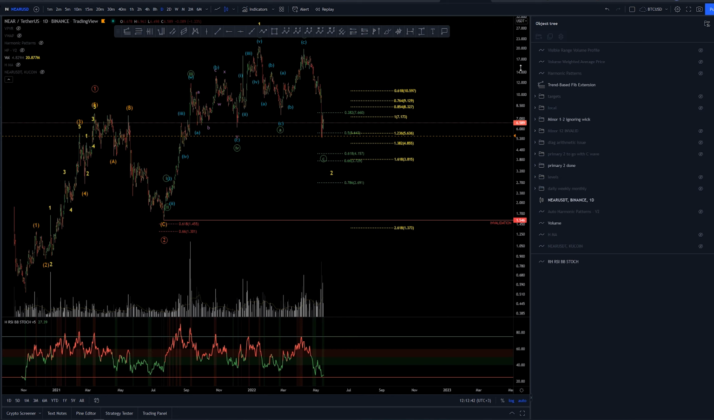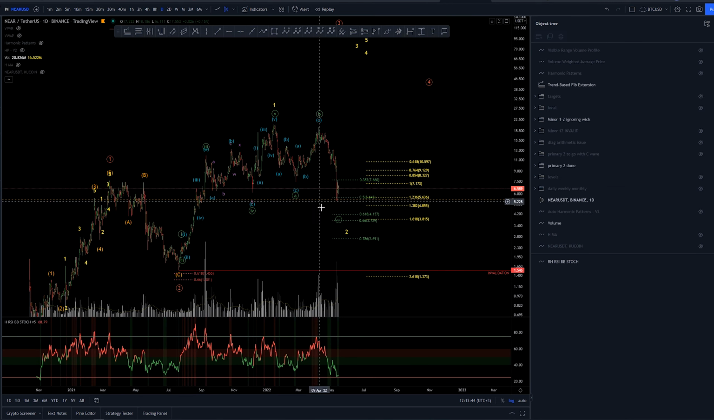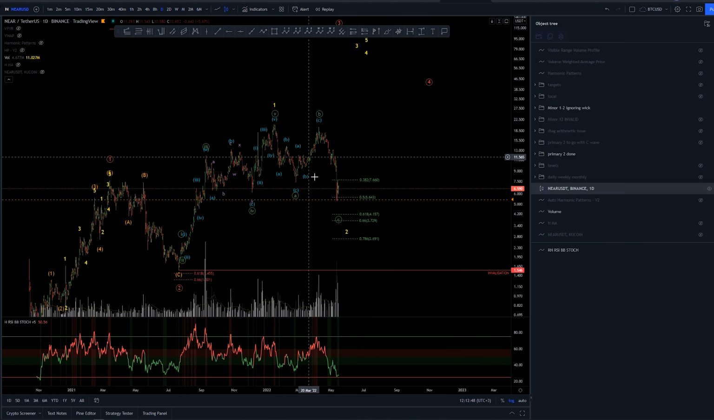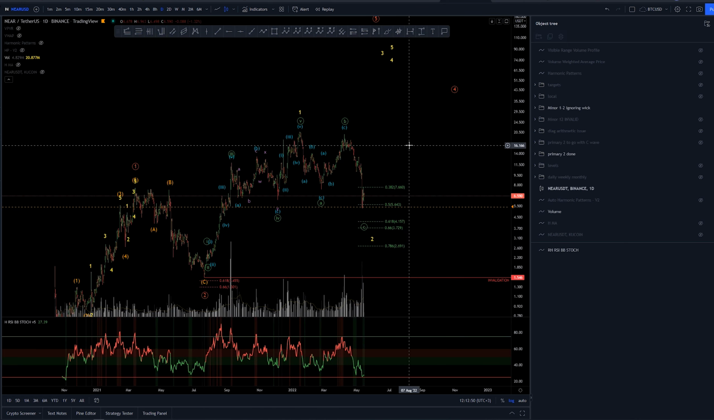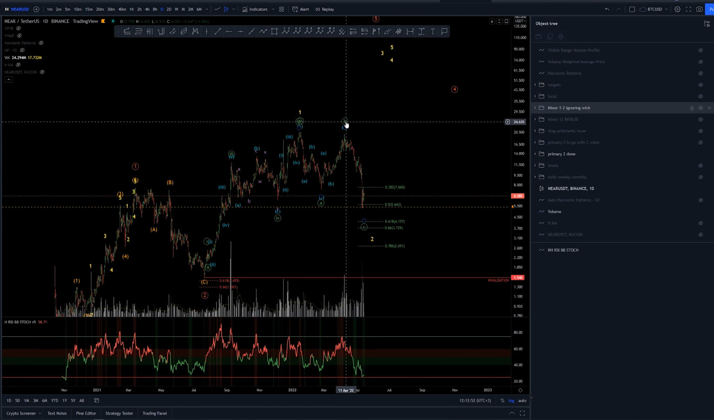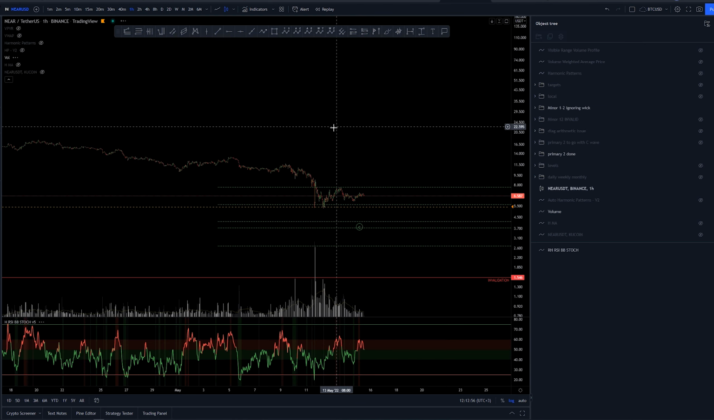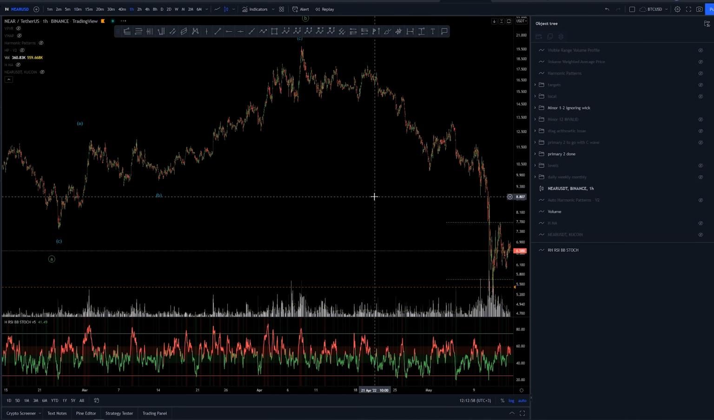Currently this is my main count, and therefore I'm analyzing this last leg with the glasses on of this being a 5-way structure. Could it be a 3-way structure as well? For sure it could. Let's jump into the analysis of this last wave here.